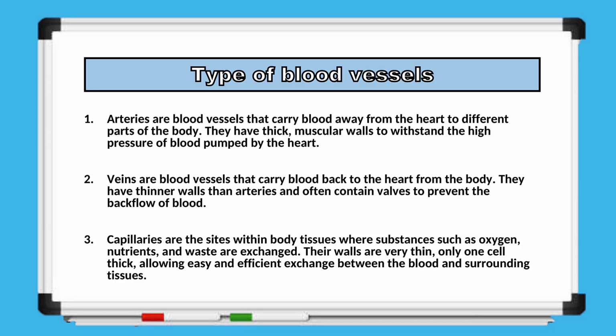Arteries carry blood away from the heart to different parts of the body and have thick, muscular walls to withstand the high pressure of blood pumped by the heart. Veins return blood to the heart from the body and have thinner walls compared to arteries. They often contain valves to prevent blood from flowing backward. Capillaries are tiny vessels found within body tissues where the exchange of substances such as oxygen, nutrients, and waste occurs. Their walls are extremely thin, only 1 cell thick, which allows for efficient transfer between the blood and surrounding tissues.